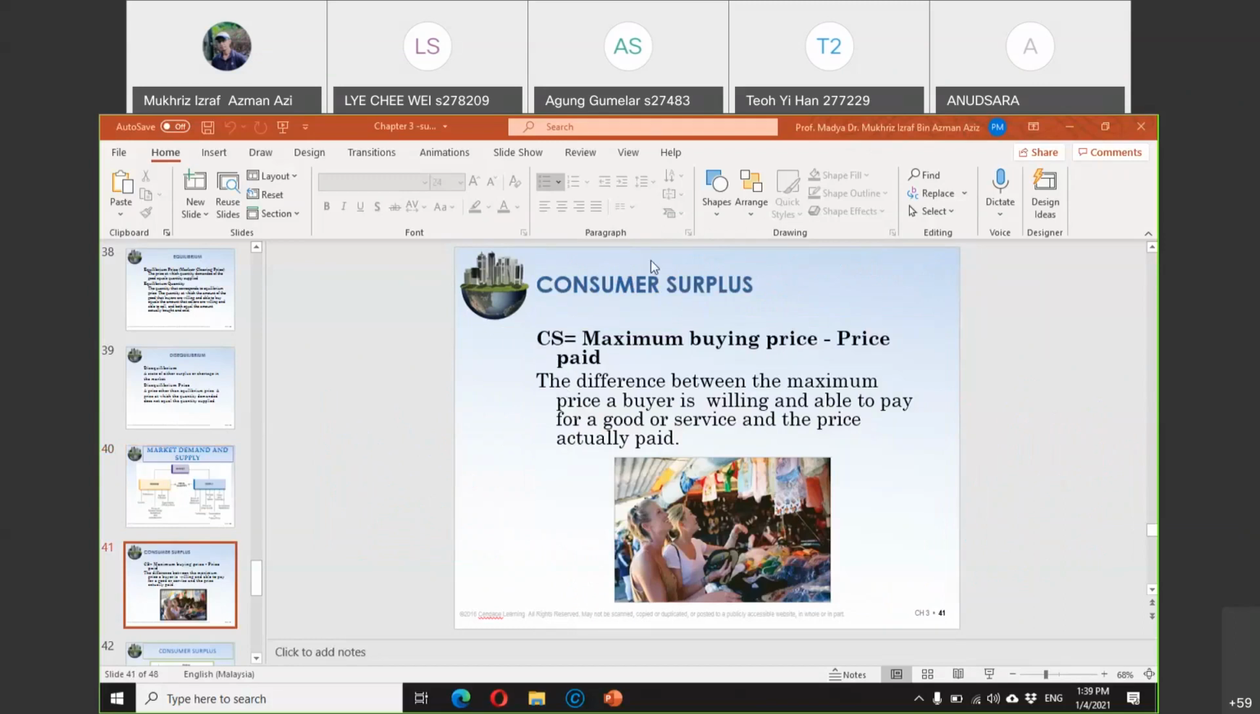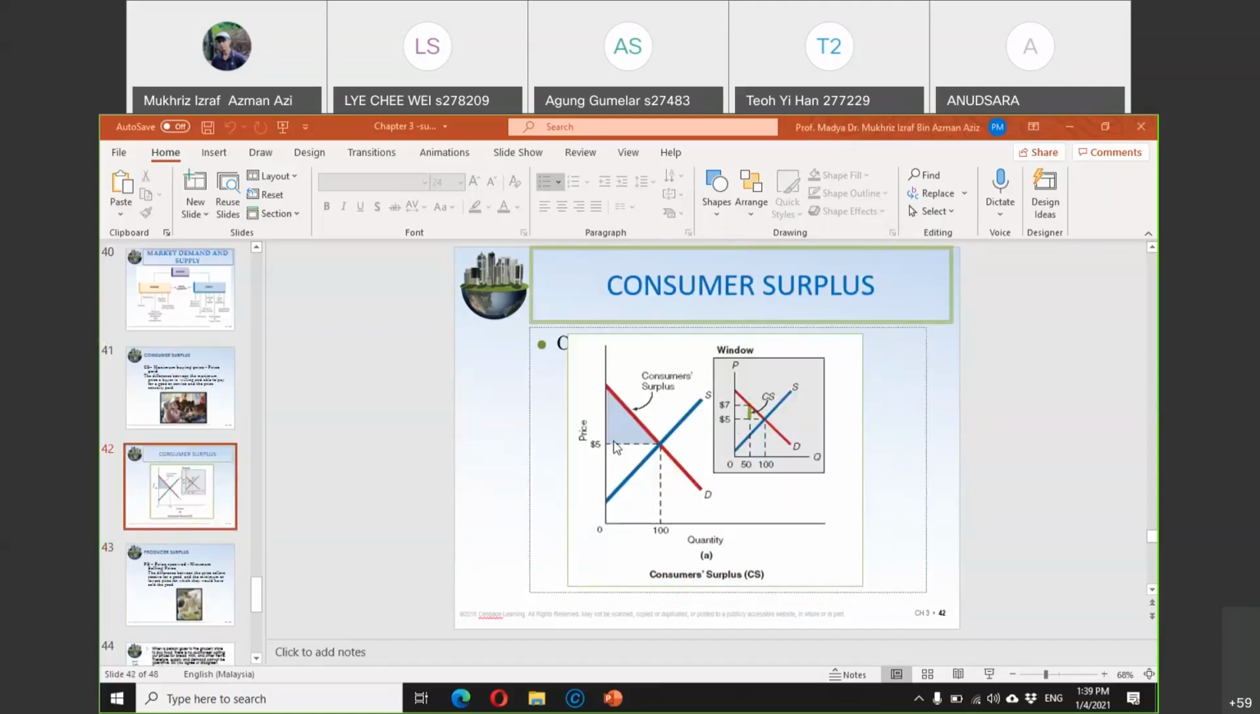Then we also have this concept of consumer surplus. Of course, this will not be discussed in much detail, as long as you know the definition of consumer surplus. As far as I'm concerned, when it comes to testing your knowledge on this concept, you just need to understand how it is calculated using this simple demand and supply diagram. Using the triangle formula, half multiplied by the height multiplied by the width, then you get the area of consumer surplus.